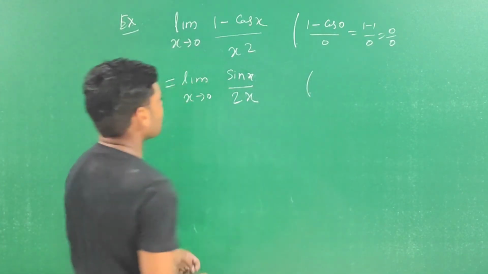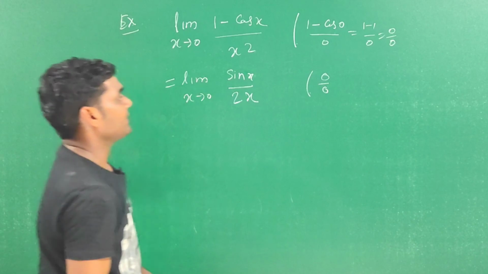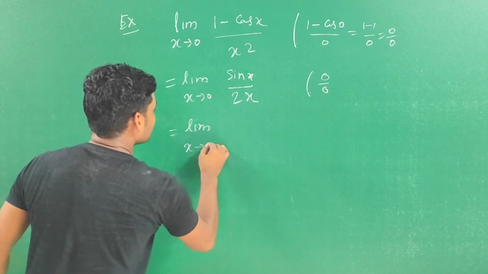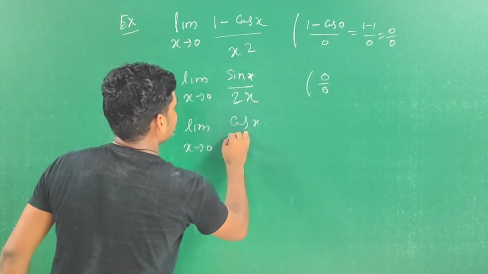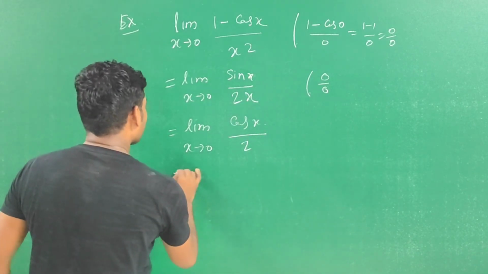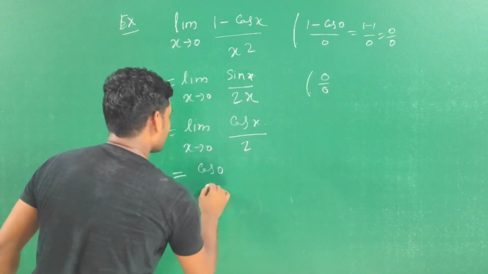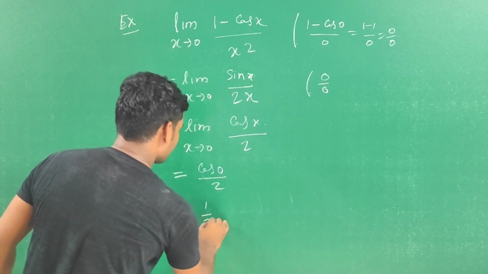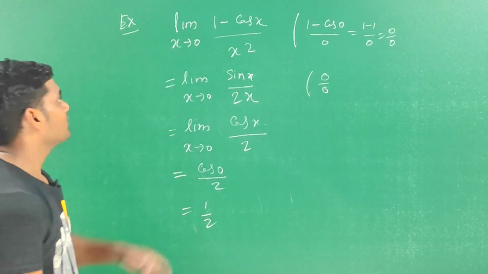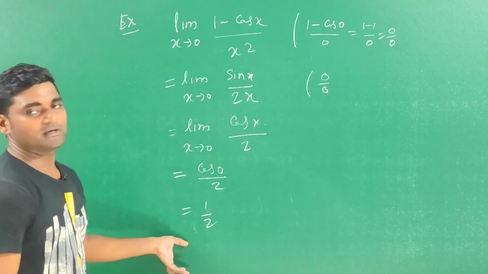Now again, if we put x going to 0, we get the form 0 by 0. Again we can differentiate it. Limit x going to 0 of cos x, the differentiation of sin x, divided by 2. Now we can put x equals 0: cos 0 by 2, that means 1 by 2. This is an example. With the help of L'Hospital rule, we have calculated the limit of this function, right?